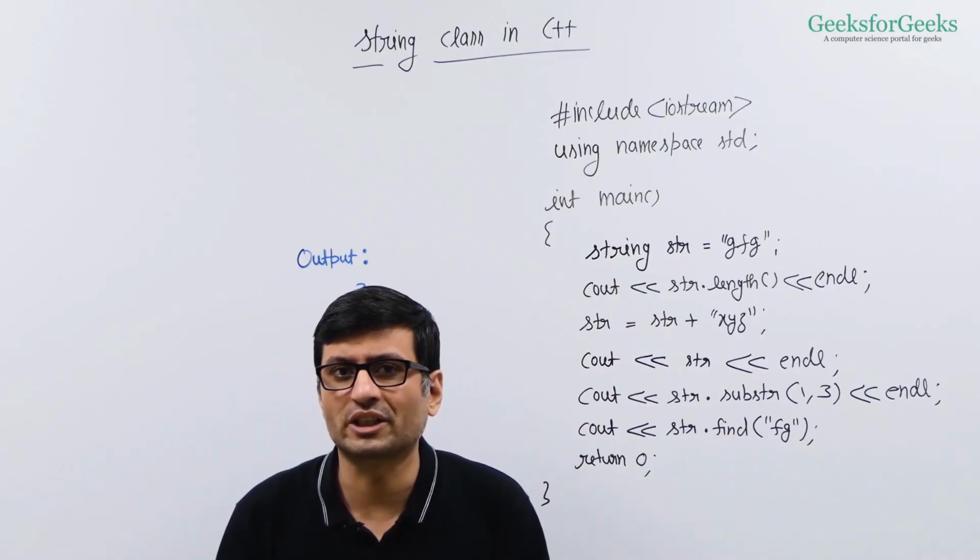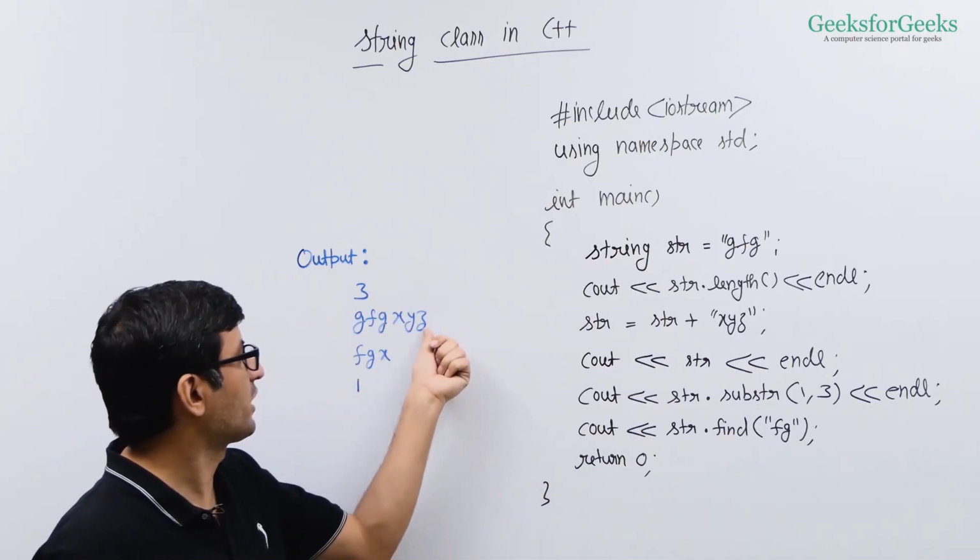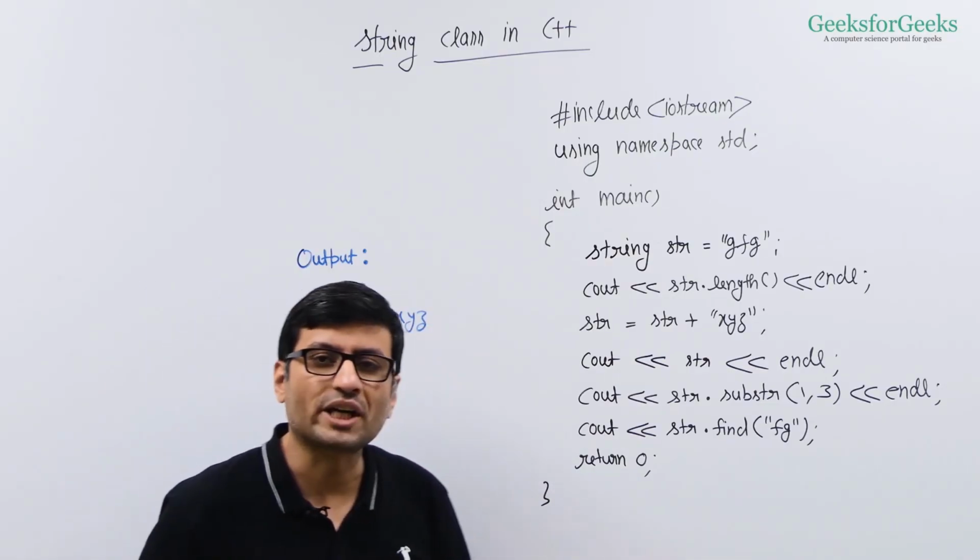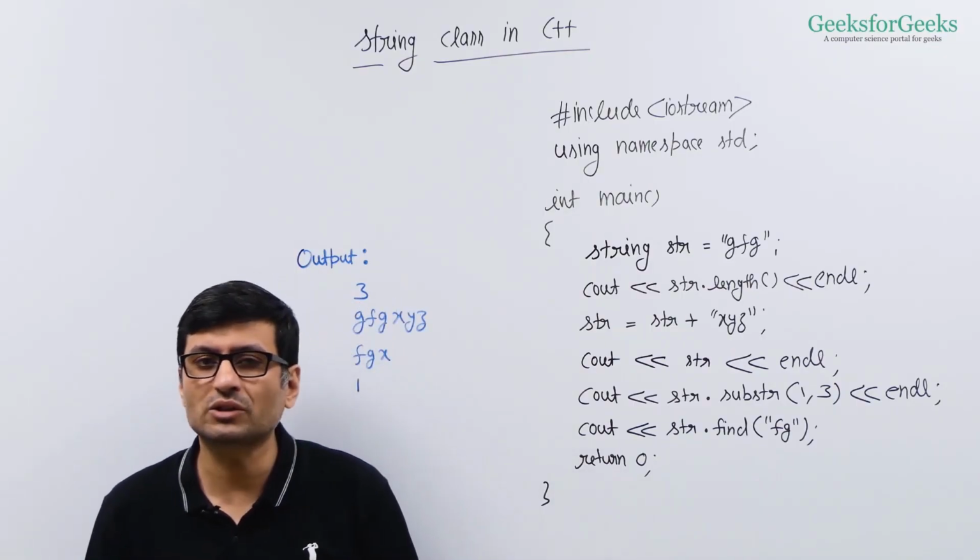A string can be present at multiple places. For example, there is one more fg here. In that case, the find function gives you the index of its first occurrence.